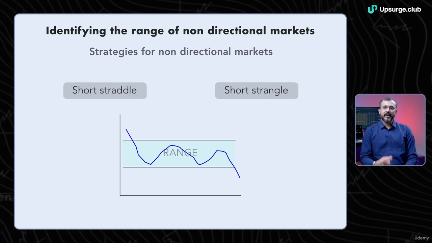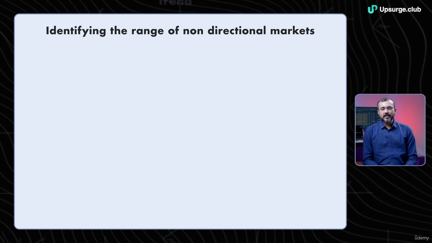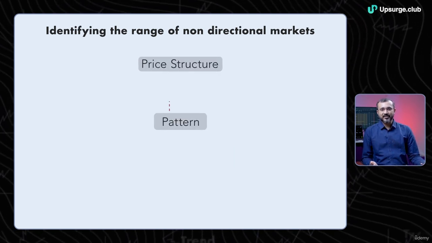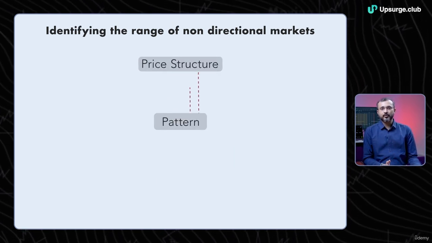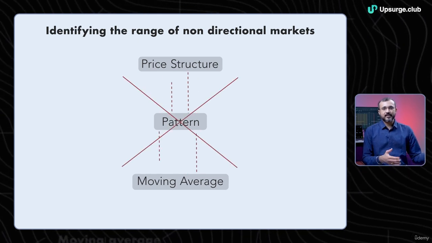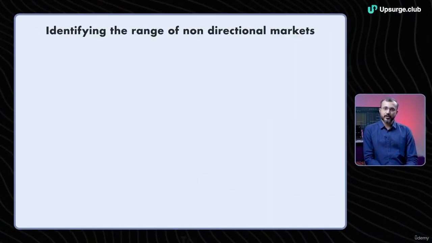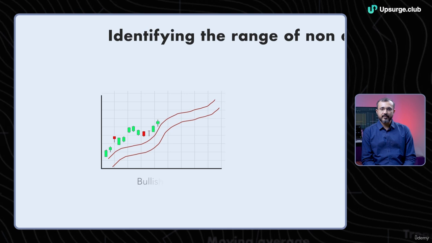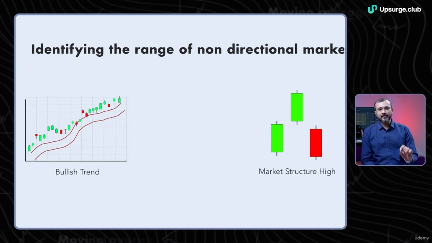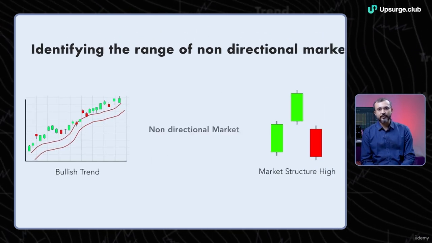So the idea of identifying the range is, once we have understood that the pattern and the price structure, the pattern and the moving average are not in sync, that means it's a non-directional market. So we get one point from the pattern, and the second point from the moving average. Now if you remember, we are using moving average band, we are using high-low band, and we are using market structure high and market structure low as a price pattern. Now if it's a non-directional market but the trend is bullish, that means price is trading above moving average and you are getting a market structure high. That means it is going to reflect that the markets are going to be non-directional.